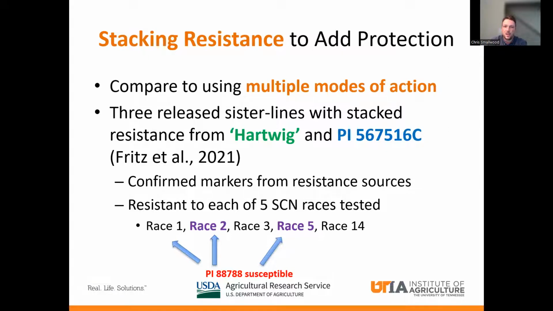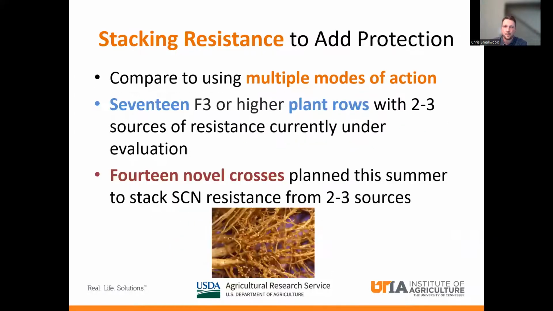You'll notice that I've highlighted races 2 and 5, as these are commonly considered to be the most prevalent in Tennessee. And down below, you see the arrows and the red text. And this is just noting that PI88788 is susceptible to races 1, 2, and 5. And so this certainly provides motivation to use a better source of resistance in Tennessee and really throughout the soybean production region.